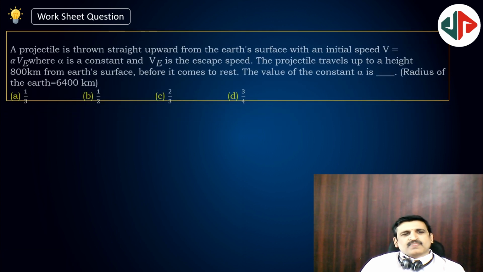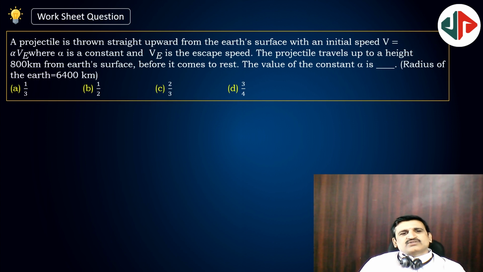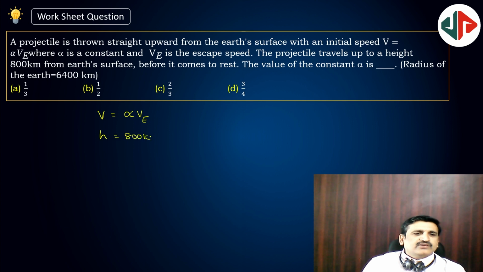Be careful. A projectile is thrown straight upward from the earth surface with a velocity v equal to alpha ve, where alpha is a constant and ve is the escape velocity. The projectile travels up to a height H equal to 800 kilometers on the surface of the earth before it comes to rest.